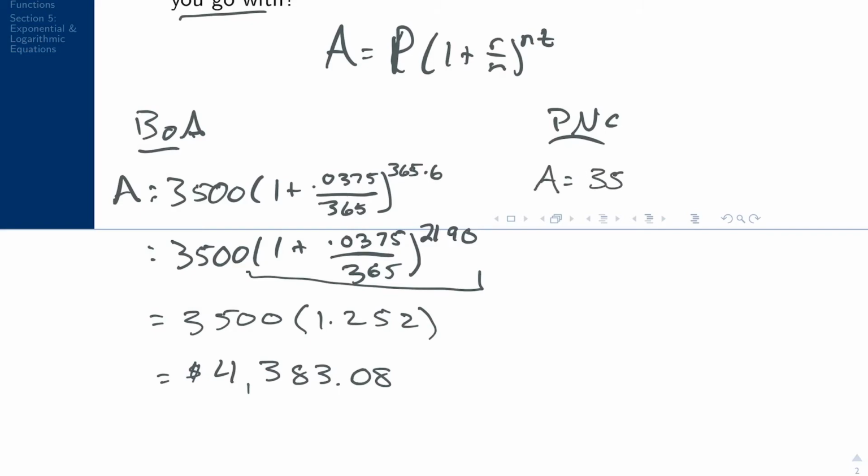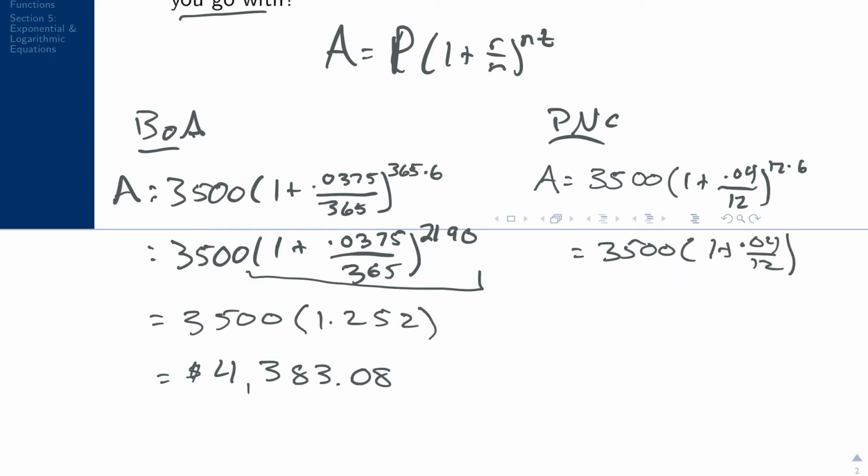Let's see, for PNC, we'll have the same investment, $3,500. Except now they're going to give us 4% compounded monthly. So 12 times 6. 3,500 times 1 plus 0.04 over 12, to the 12 times 6, which is 72.